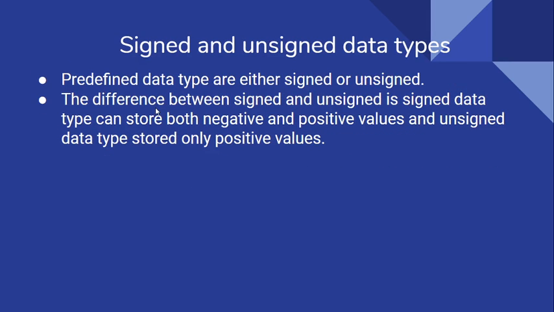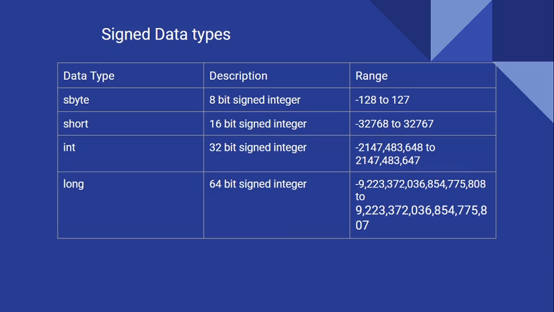Here, signed and unsigned. The predefined data types in C# are either signed data types or unsigned data types. Then what is the difference? The only difference between signed and unsigned data types is that the signed data type can store both negative and positive values, but the unsigned data type stores only positive values. Let's understand this from this table.